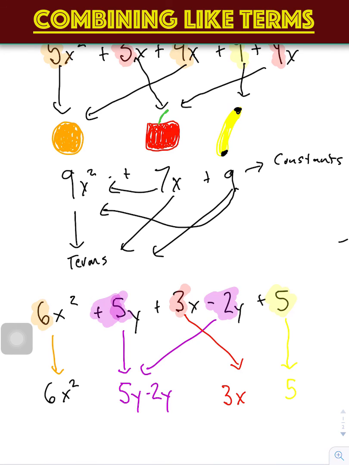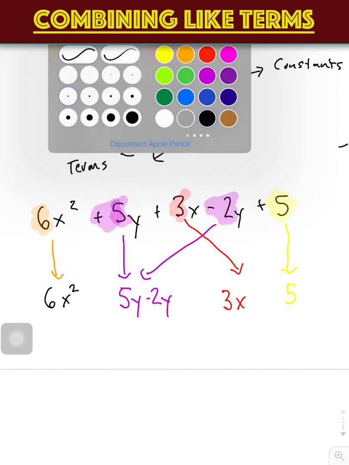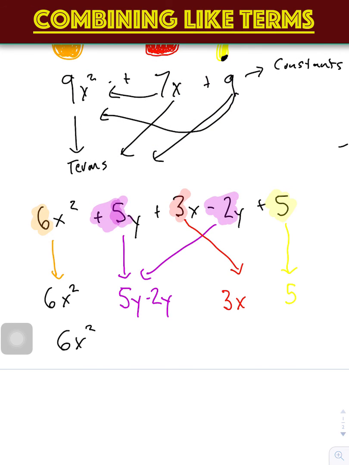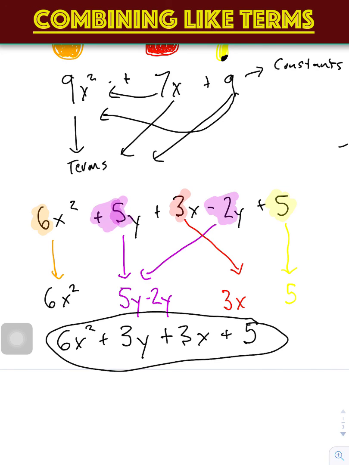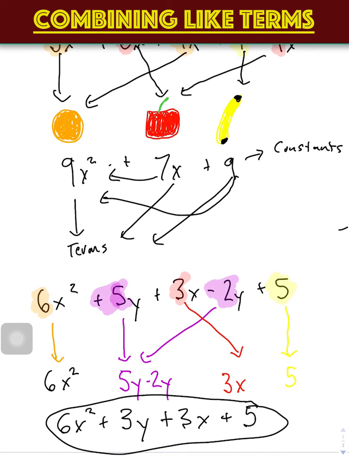We can write it out that we have 6x squared for our oranges. We have 5y minus 2y, which would give us 3y for our grapes. We have 3x for our apples, and finally 5 for our bananas. This is our answer after we combine like terms. Hopefully thinking of fruit and thinking of the grocery store example will help you as we go along combining like terms.